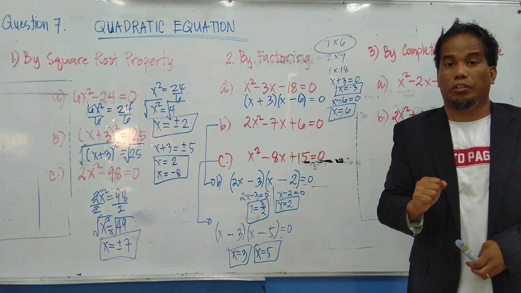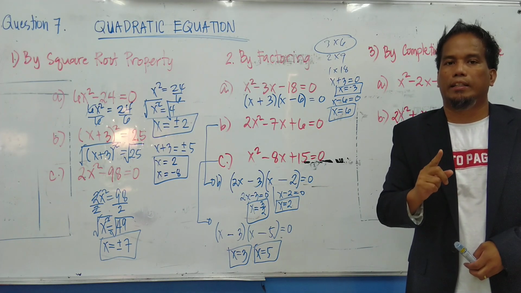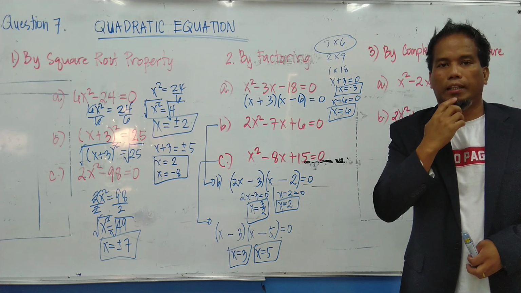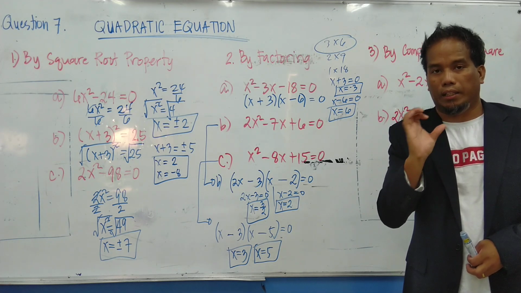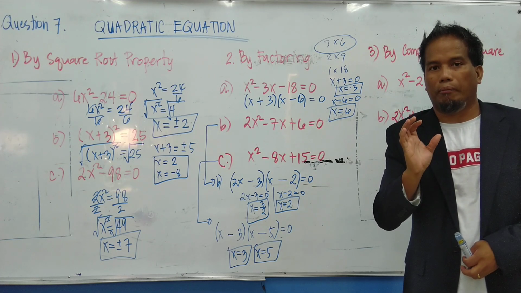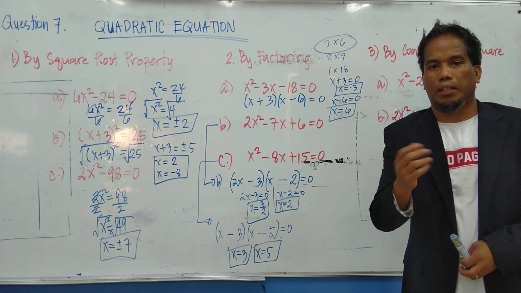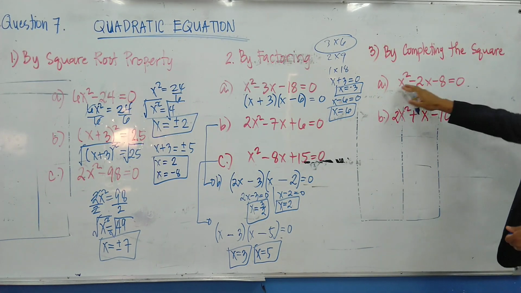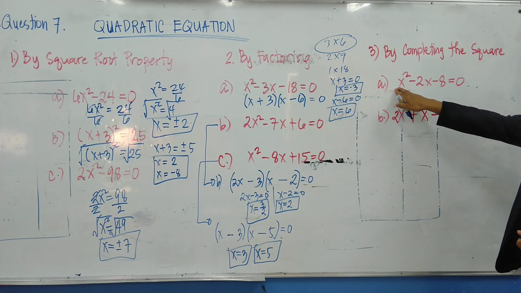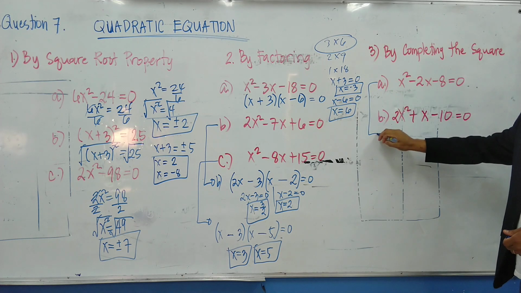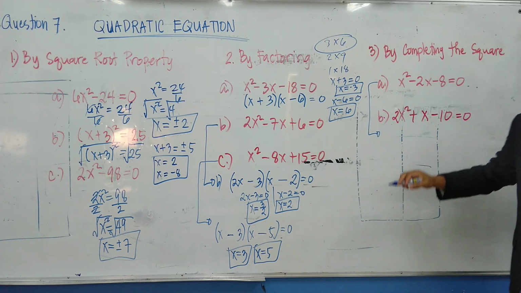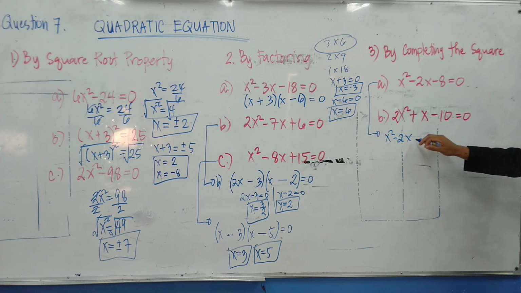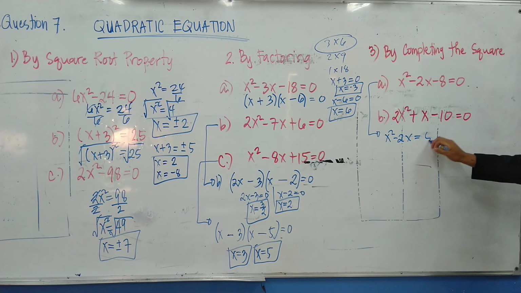First, isolate the constant. So that is the first requirement. And then, you check also if the numerical coefficient of x squared is positive 1. So it should be positive 1. The value of a must be positive 1. Okay? Now, here, correct, we have positive 1. So the solution of letter A, we have now x squared minus 2x is equals to 8.